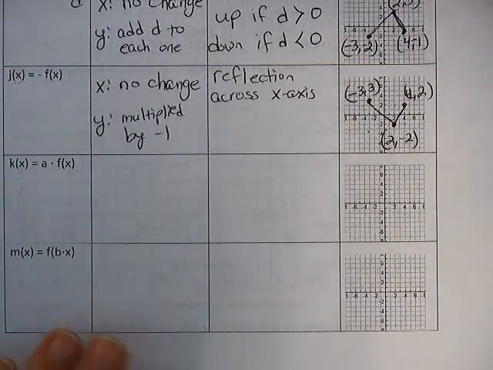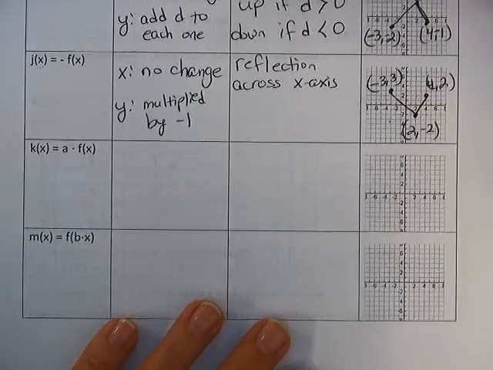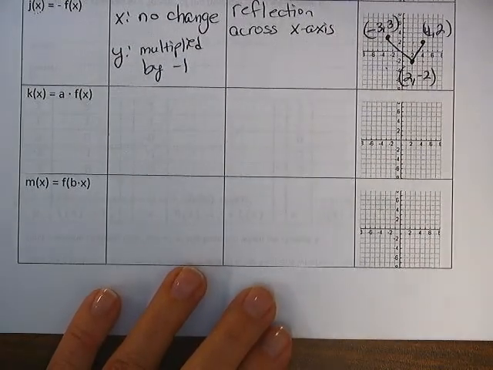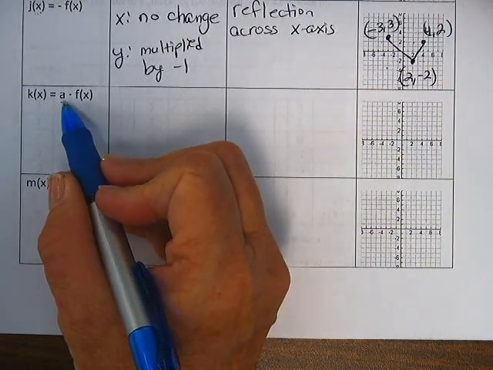Okay, so that's what that does. Those should all be very familiar to us. We've been using these transformations. But here's where things change a little bit. We're going to take a look at when we multiply our function f by a value of a.